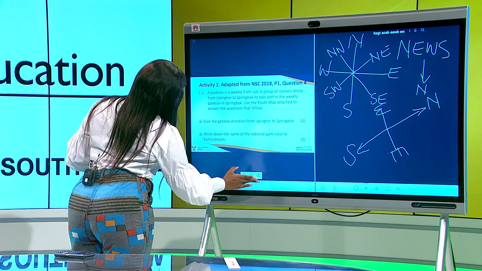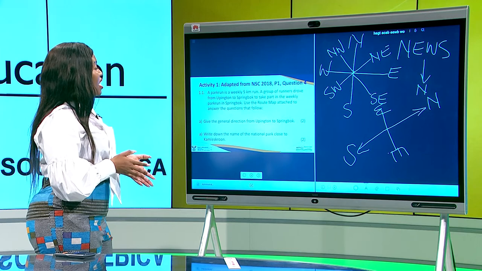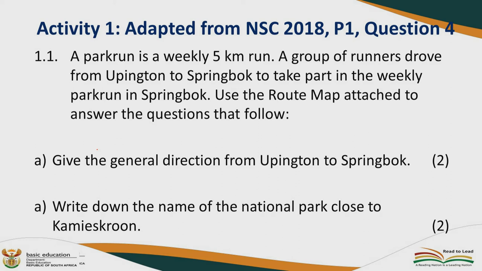And then we can start with our activity. This activity was adapted from the National Senior Certificate paper 2018. It's paper one, from question four. 1.1, a park run is a weekly 5-kilometer run. A group of runners drove from Upington to Springbok to take part in the weekly park run in Springbok. Use the route map that is attached to answer the questions that follow.